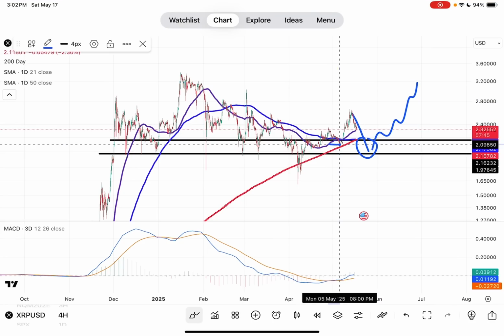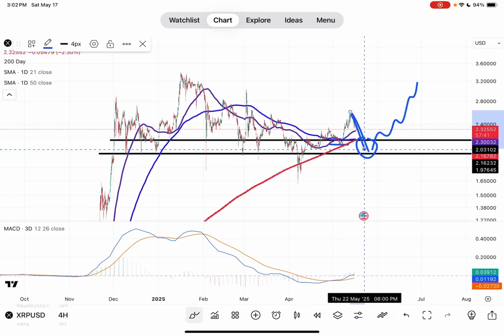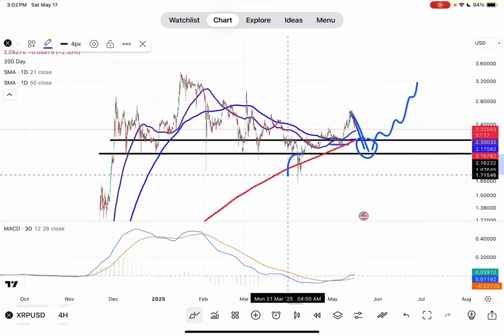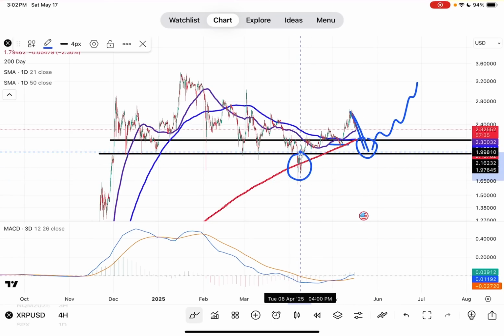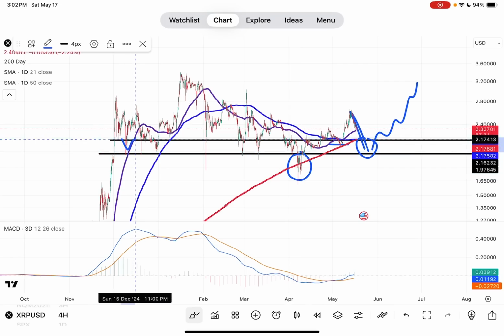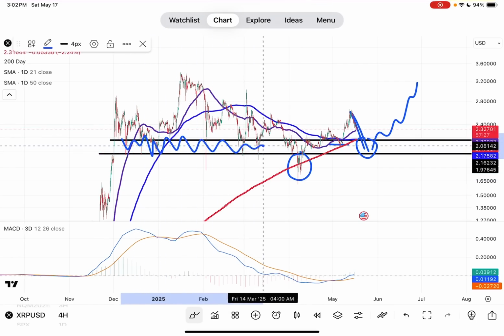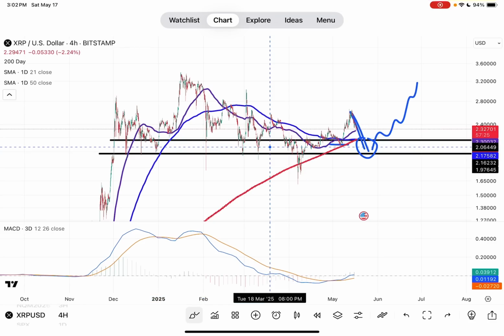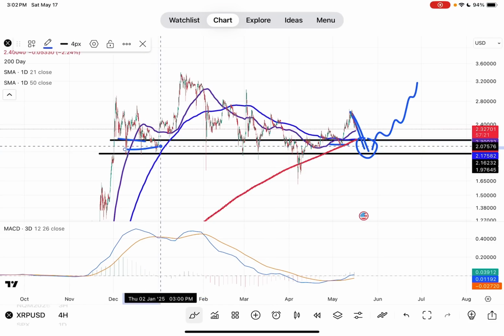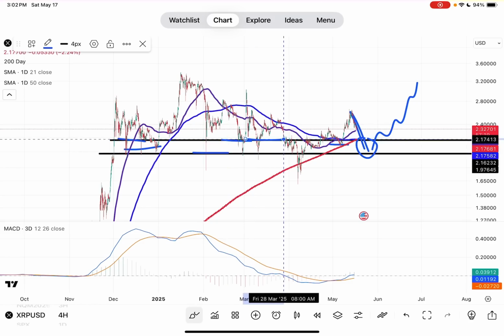Now I know I said that this was your test, but we may come down to double tap it. So this over here would be considered your spring, right? Your spring is considered your manipulation move or your deviation below psychological support, right? This is your psychological support over here. And XRP is no stranger to coming down to this support and bouncing off of it.